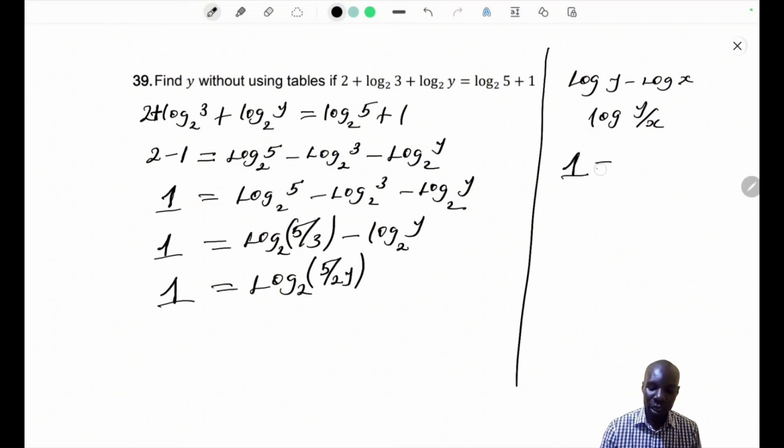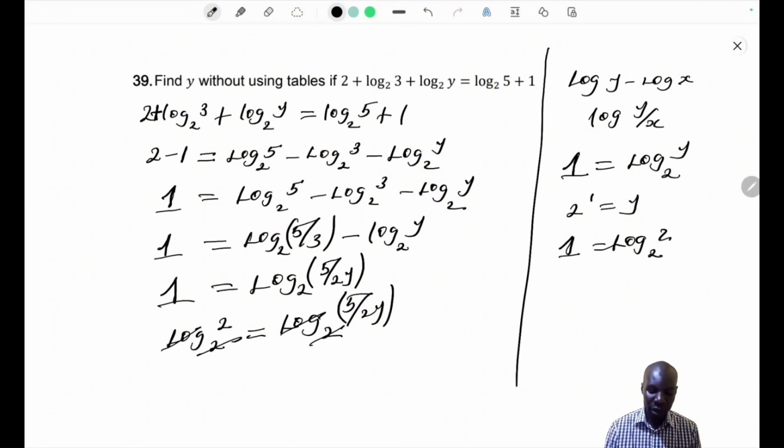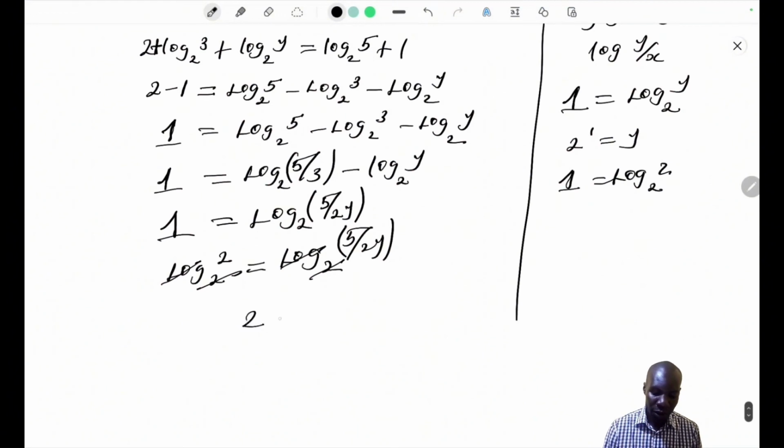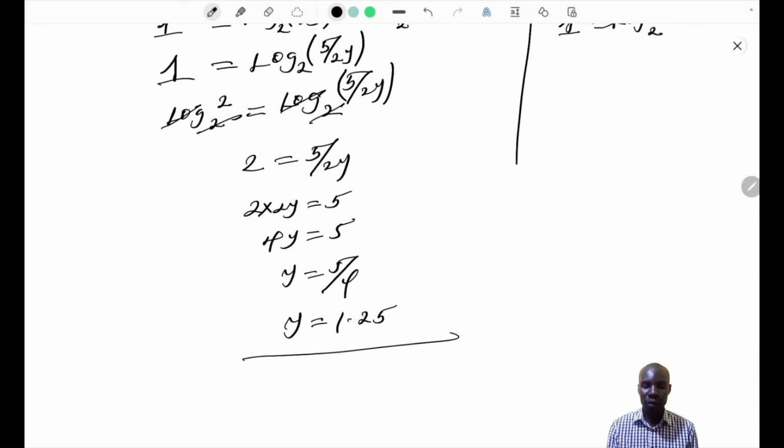So this one here can be converted into log of a number y to base 2. So how do we get y? We'll have 2 to power 1 is equal to y. So 1 can be written as log of 2 to base 2. So log of 2 to base 2 is equal to log of 5 over 2y to base 2. Log goes with the log, and the base also goes with the base. So we'll have 2 is equal to 5 over 2y. Then we'll cross multiply and say 2 times 2y is equal to 5. So 4y is equal to 5. Y is equal to 5 over 4. Y is equal to 1.25. That is the value of y.